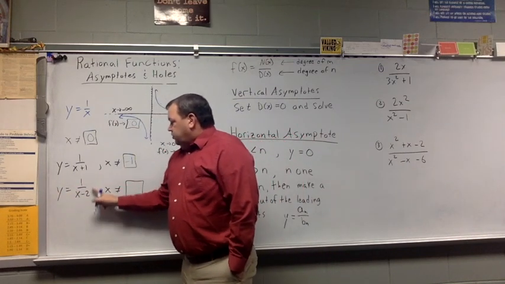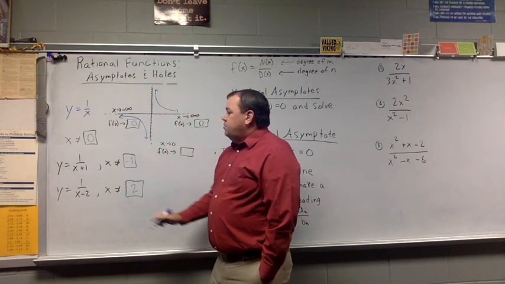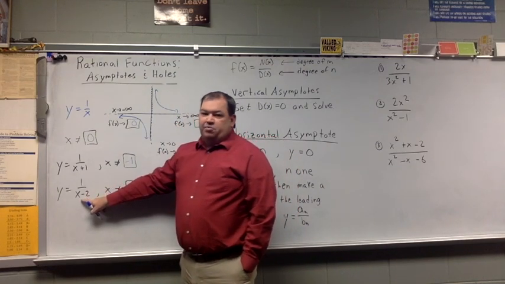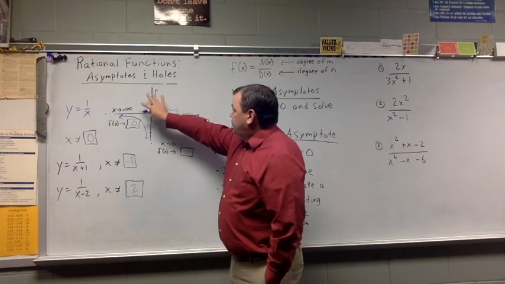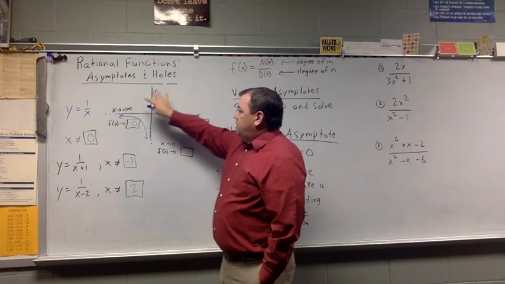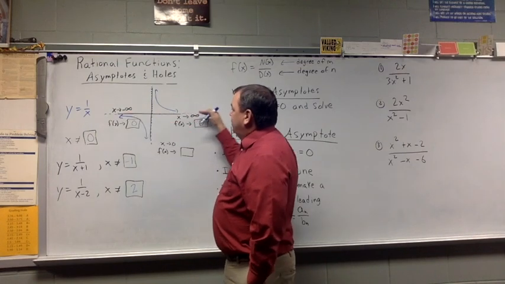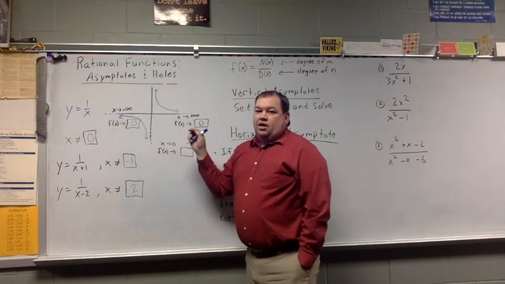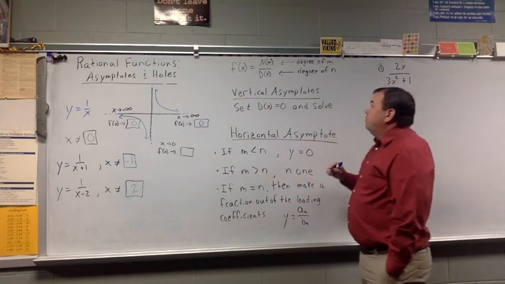If this is my rational function, x can't be 2, because 2 would put a 0 on the bottom of that rational, and I can't divide by 0. It would take this whole function and move it to the right. So that one is easier to get from the equation. The horizontal one's a little easier to see from the graph. So let's dive into this horizontal one a little more.